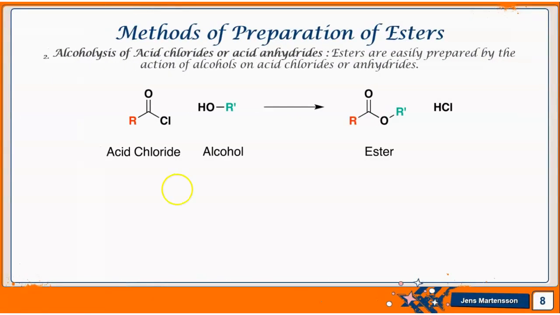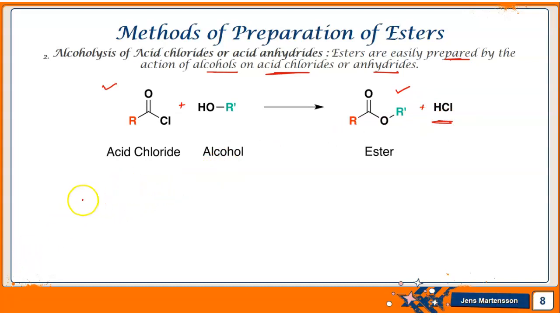Proceeding further to the second step, that is your alcoholysis of acid chloride or acid anhydride. See, what is occurring in the next step is that esters can be easily prepared by the action of alcohol on your acid chlorides or anhydrides. This you can see over here. This is your acid chloride on reaction with your alcohol. It leads to the formation of ester, as you can see, with the release of HCl as the side product. So that is one thing over here.